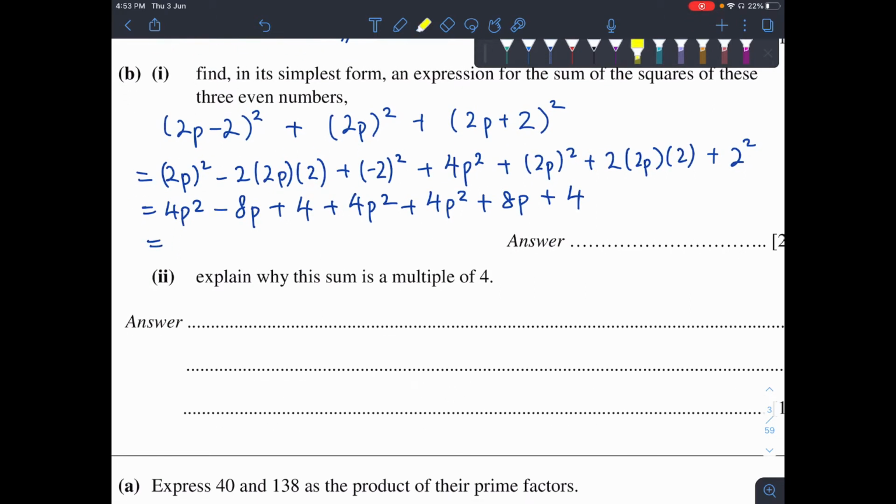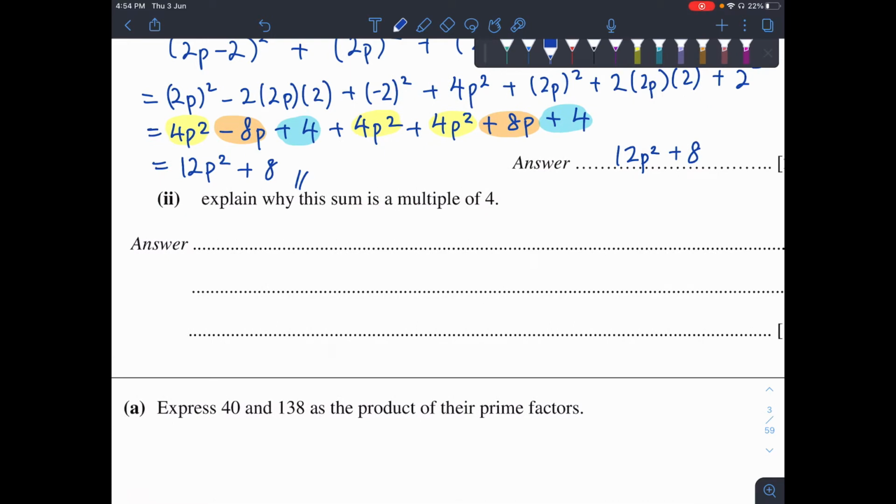So to make things easier, okay, I will highlight all the p squareds, okay, so you have 4p squared plus 4p squared plus 4p squared, and that would give you 12p squared, okay. After that, minus 8p plus 8p, so that will give you 0p, and then lastly you have 4 plus 4, and that will give you plus 8, and that would be your answer.